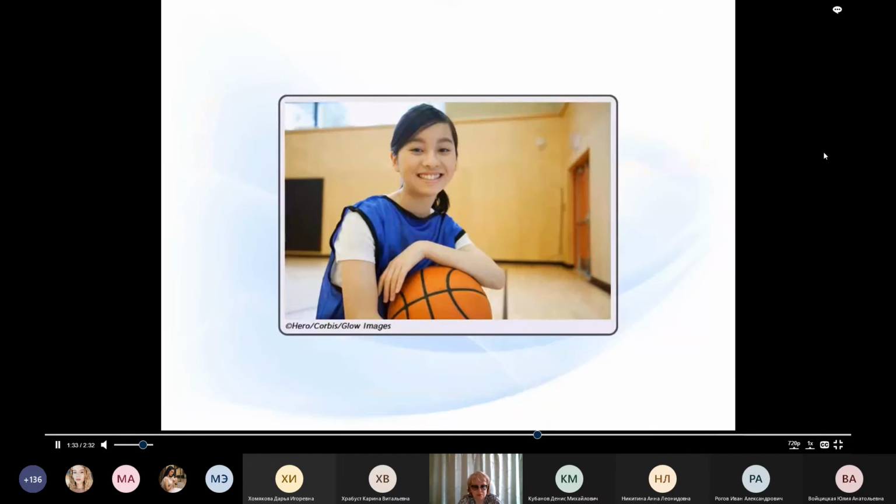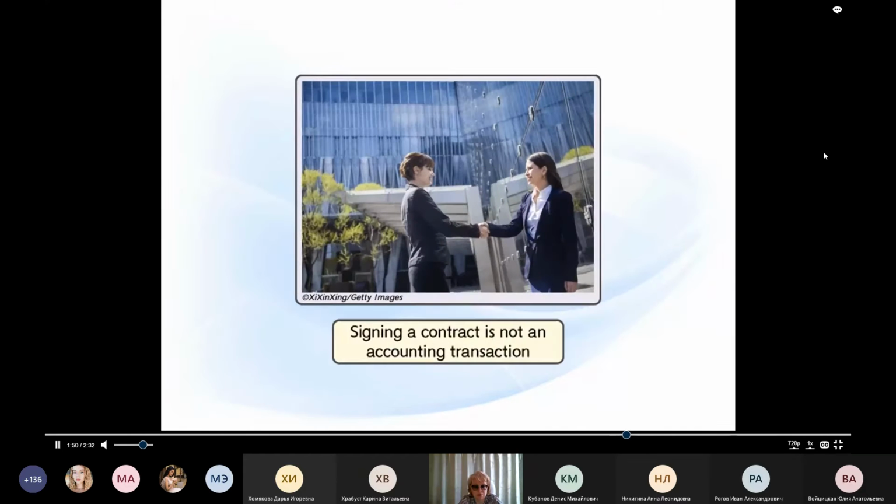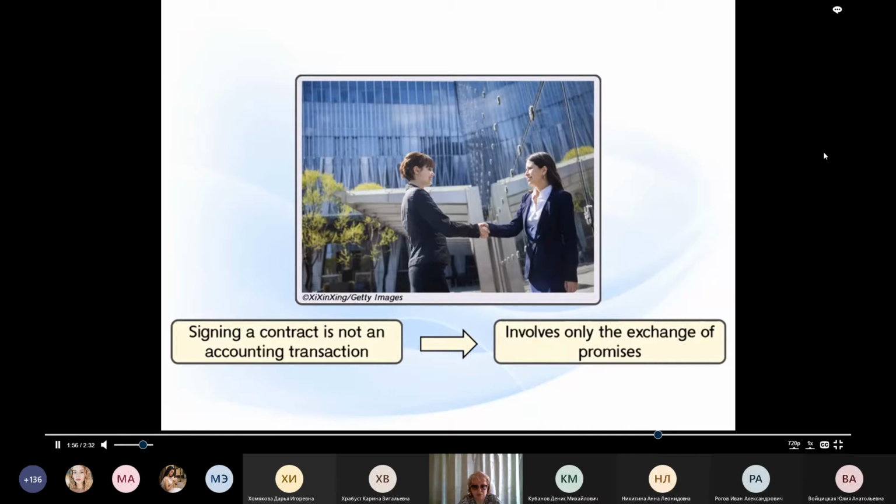Let's assume the management of a WNBA team just signed a contract with a new player who will receive $1 million during each of the next 3 years. Should the signing of the contract be reflected in the financial statements? To answer this question, think about whether an exchange has taken place. In most cases, signing a contract is not considered to be an accounting transaction because it involves only the exchange of promises, not of assets such as cash, goods, services, or property.